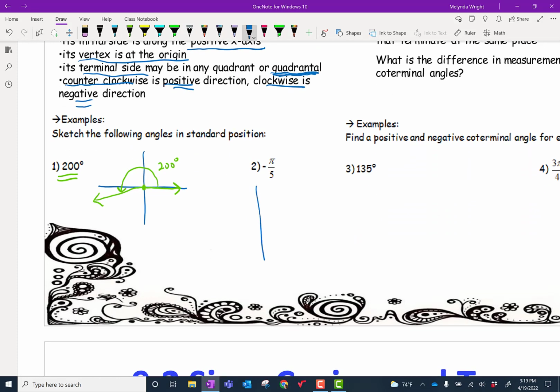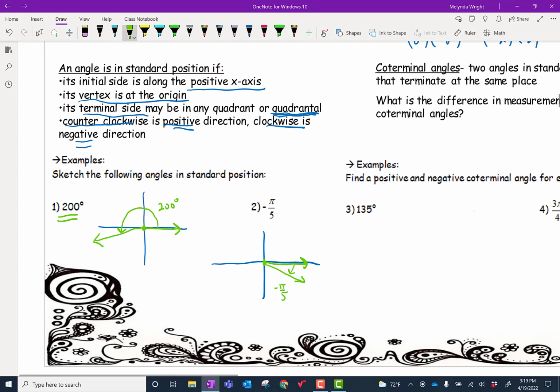All right, so let's draw our axes. And let's draw our initial side. Now we're going to go backwards. We're going to rotate. This is a negative angle measure. So pi over 5 would be maybe around right there. And so we're going to show that rotation that's backwards, and we can label it as negative pi over 5. Those are examples of standard position.